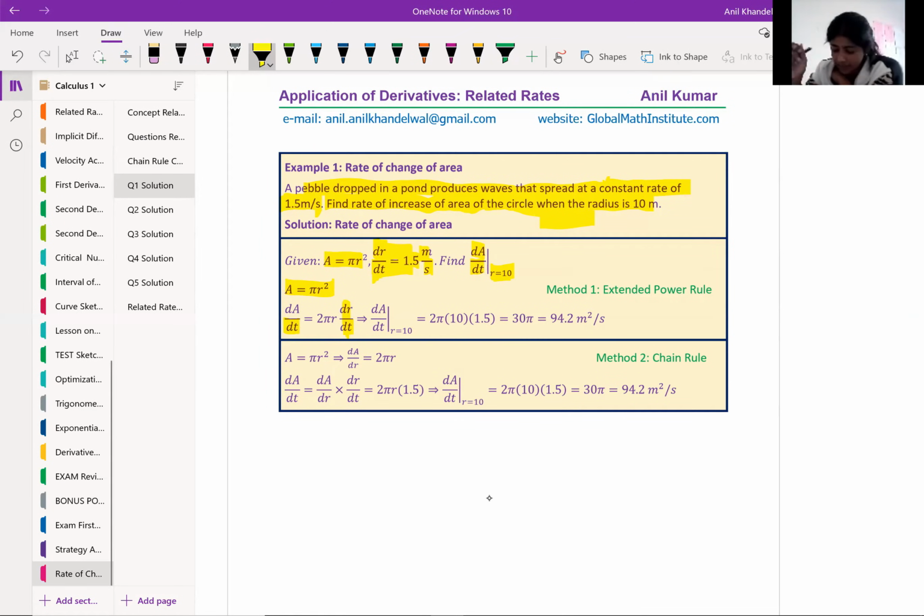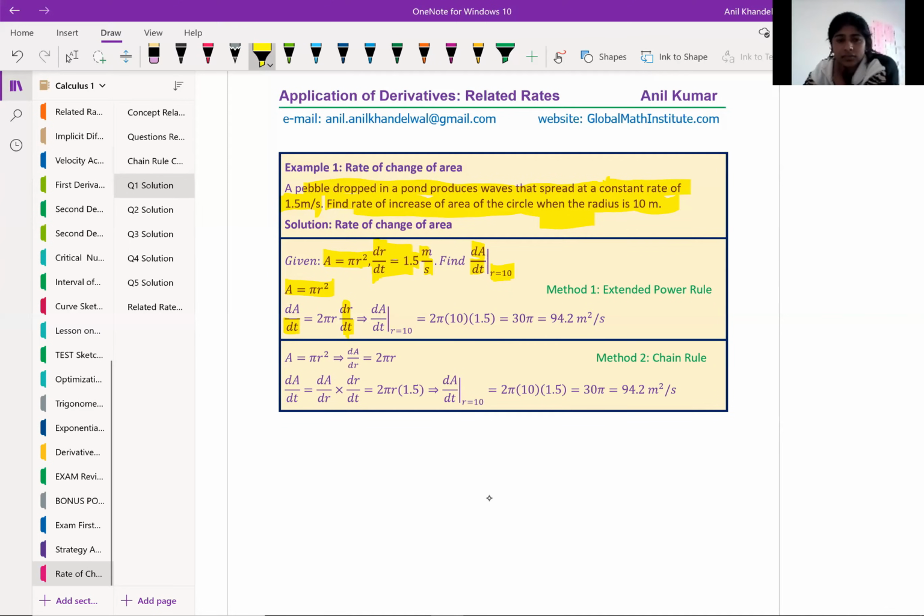It is the radius they're talking about, and they are interested in finding the rate of increase in area when the radius is 10 meters. So I'll take radius as my parameter. That is why reading a question and understanding your parameters is very important. Coming back to what is given to us: the relation, area is pi r squared, and dr/dt, because I defined radius as r, correct?